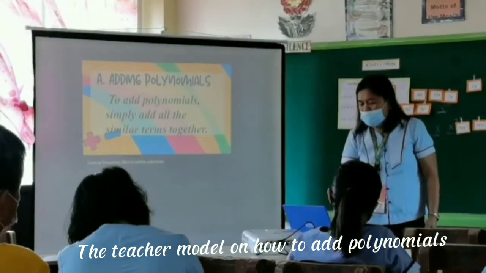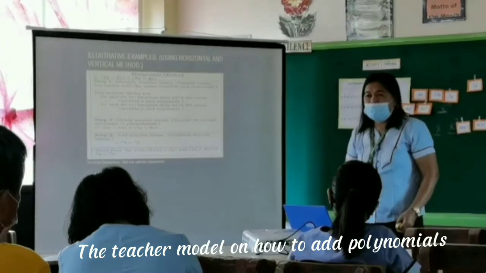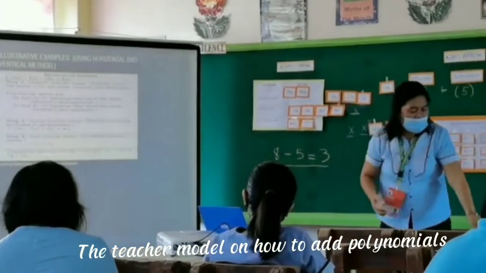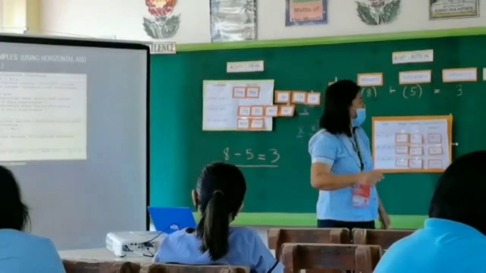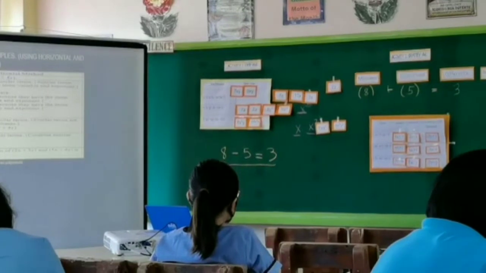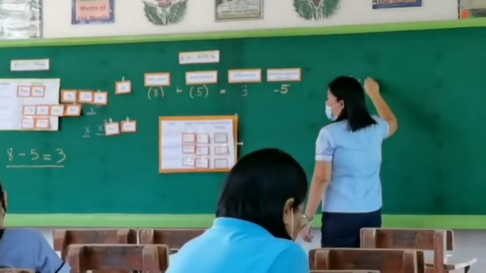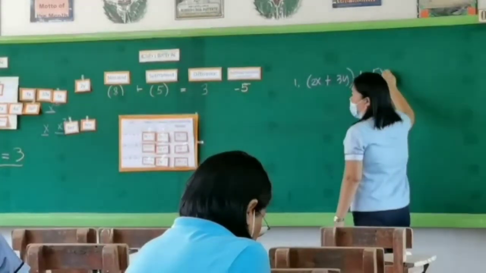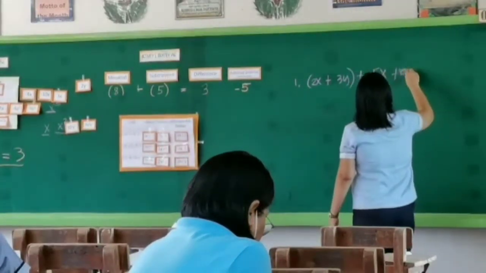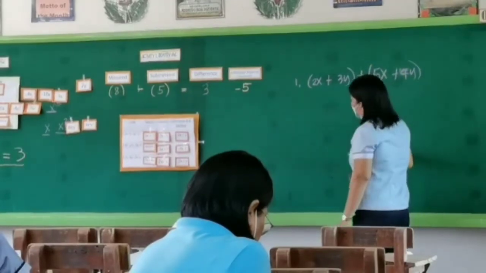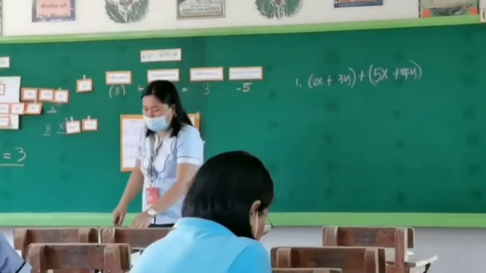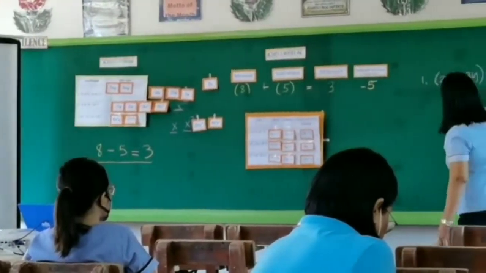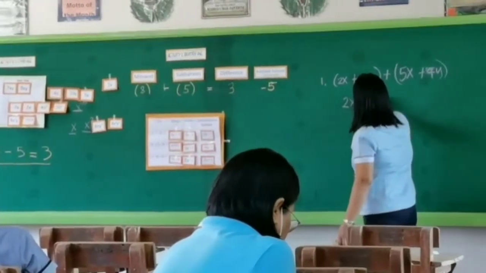So, the first example. In adding polynomials, we have the horizontal and vertical method. The first one is 2x plus 3y plus 5x plus 4y. The first method is we're going to get the similar terms. The similar terms are the 2x and plus 5x.